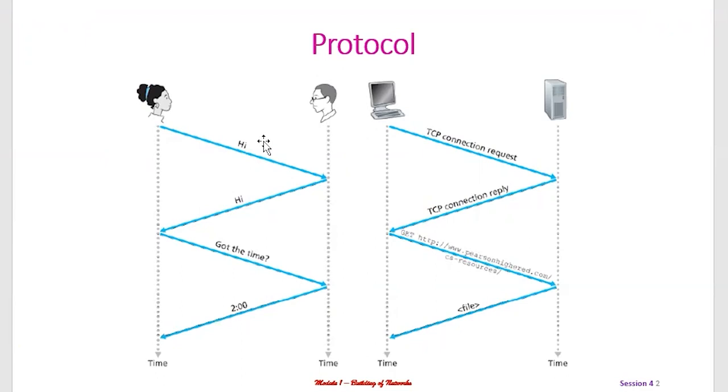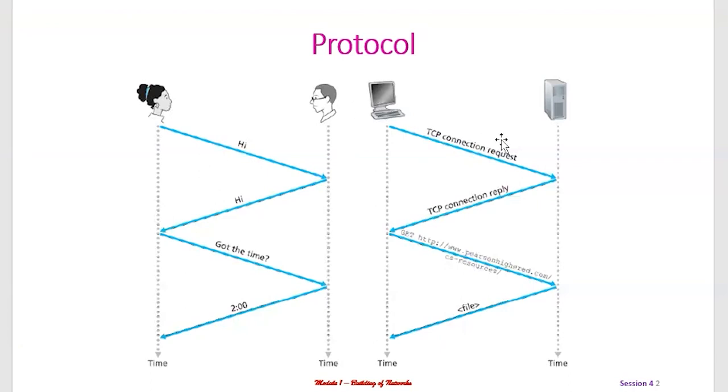So there is a procedure. A protocol, as we said in the earlier sessions, is nothing but a set of rules or some kind of format that we have to follow, some kind of procedure that you have to follow in doing things. So this is the human analogy with respect to computer networks.